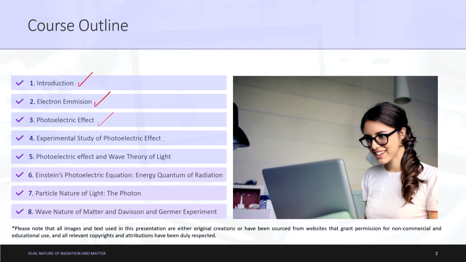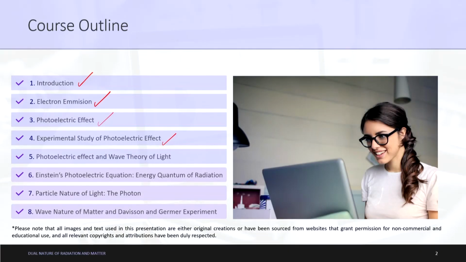Then fourth is the experimental study of the photoelectric effect. Different experiments were done. You will get to know that even before the discovery of electrons, electrons were already being studied, and then how the studies were modified, how things were carried out, what the scientists said about this, what the discussions about them were, etc. will be explained in this fourth point.